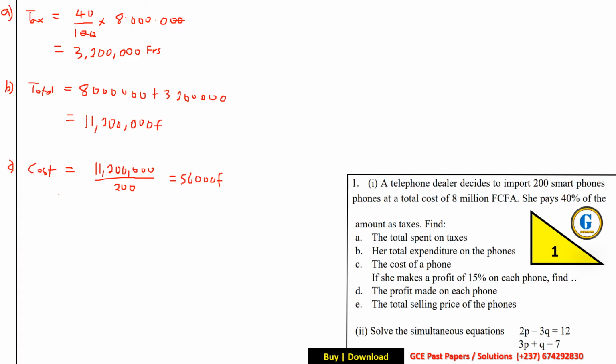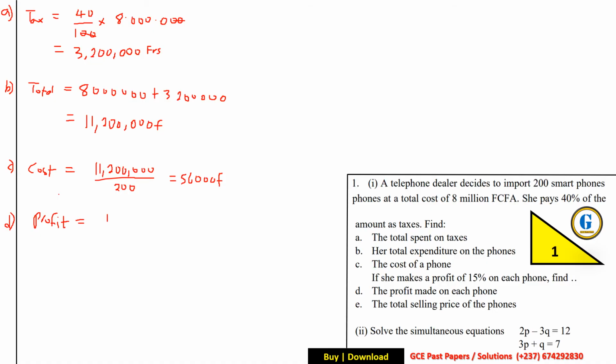Now, before D, we are introduced by a paragraph. If she makes a profit of 15% on each phone, find the profit made on each phone. So now this is the cost price. The cost of each phone is 56,000 and she makes a profit of 15% on each. So the profit per phone will be equal to 15% of the cost of a phone, because that's the profit, right?